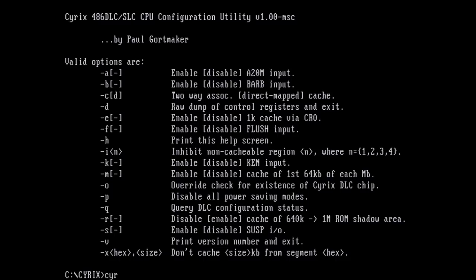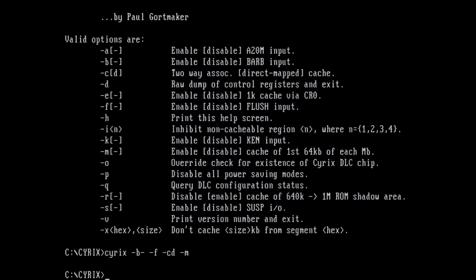So for that we type Cyrix -B- for disabling the barb input, then -F for enabling the flush input. Then we put here again CD for the clock doubling technology. And the next thing we need to put here, -M, and I was trying this, this is enable cache of first 64 kilobyte of each megabyte. So I was trying all different variants here, and by enabling this option, I got always the best results in all the benchmarks and games. So enter, and that's it.